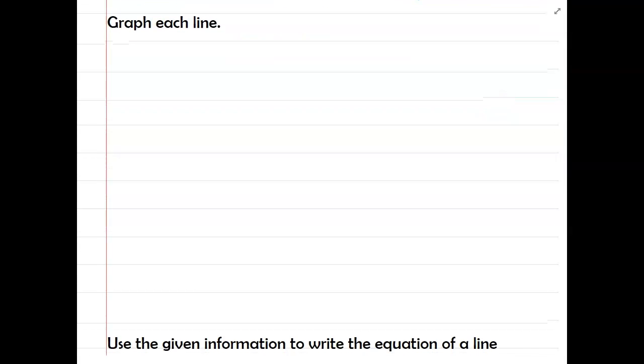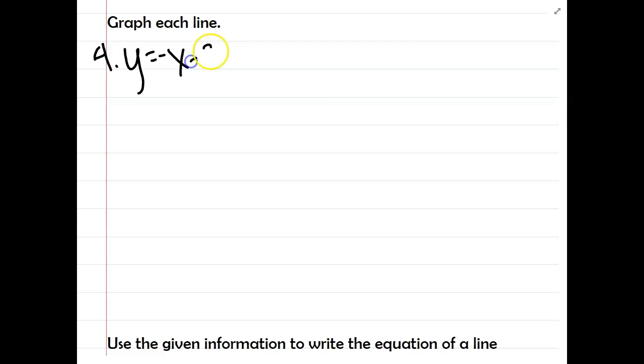All right, let's talk about graphing a line. Here in your notes and in your homework, I don't give you graph paper, so you're just going to sketch your graphs. They don't have to be perfect. Just kind of get the general idea. So we want to graph each line. Let's do y equals negative x minus 3.